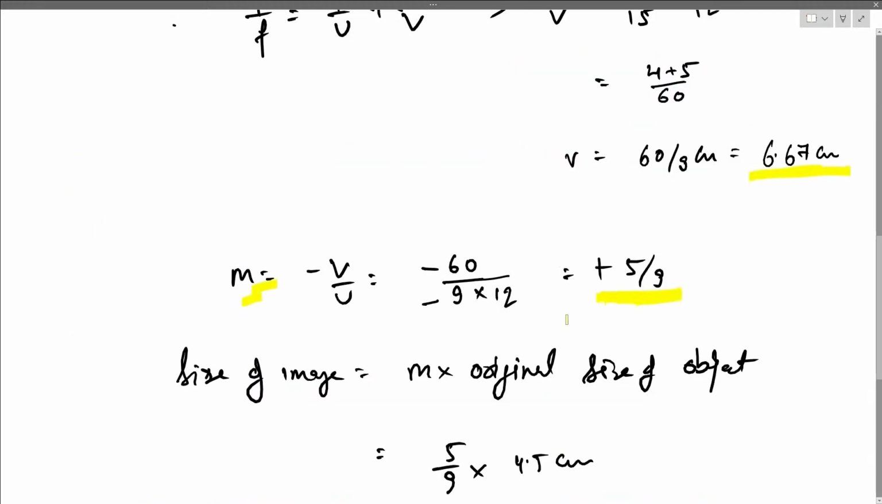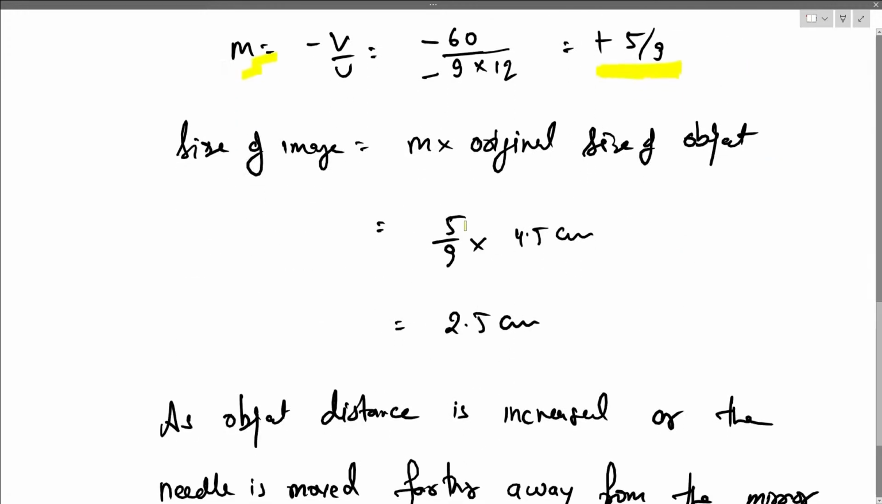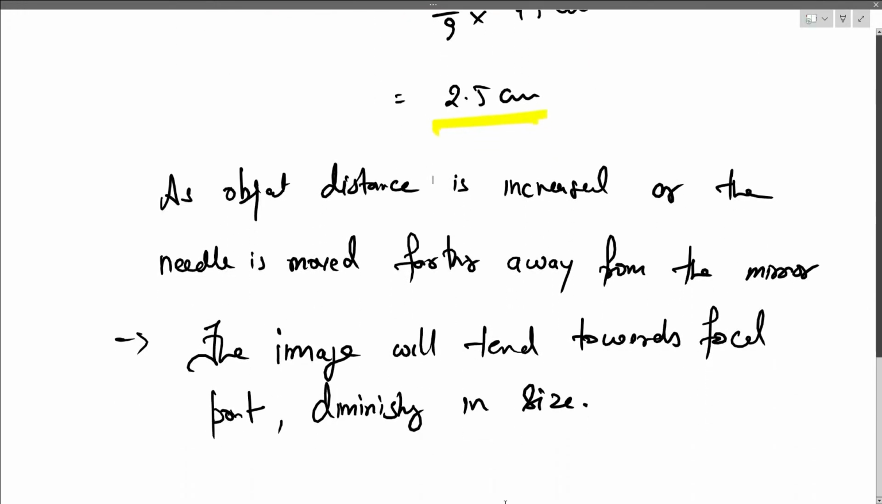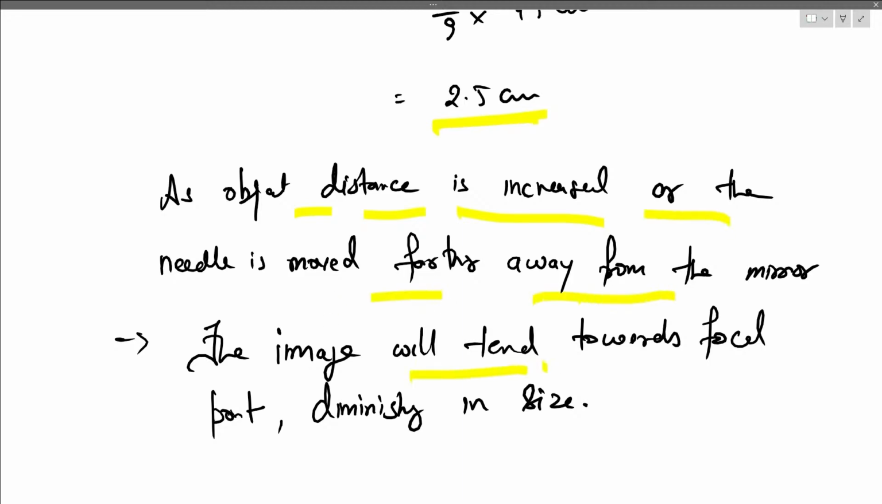The image is diminished because the value of m is less than 1. The size of the image we can calculate with the value of magnification, and the formula is magnification multiplied by the original size of the object, and we will get the value of 2.5 centimeter. We can also see that as the object distance is increased, or as the needle is moved away from the mirror, the image will tend towards the focal point, diminishing in size.